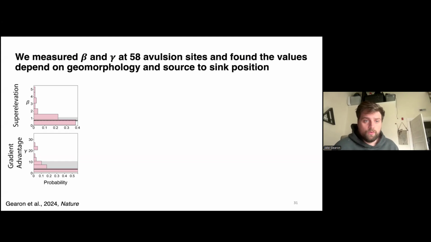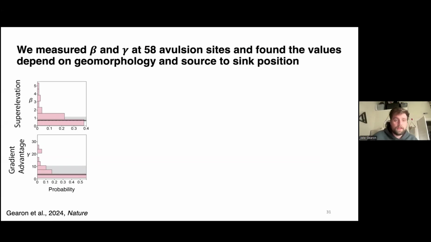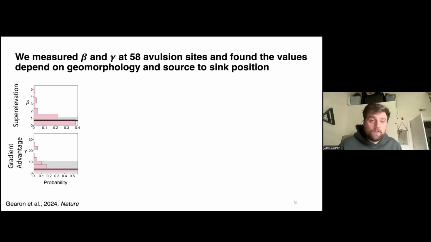And so I want to show you what the data looks like here. I'm showing you two histograms. On top is super elevation or beta. On bottom is gradient advantage or gamma. In both of these plots, pink represents our data. The black line represents the median of our data for super elevation or gradient advantage. And then in gray are the theoretical values, right? From literature, Rudy Slingerland's model that I told you about, other studies on super elevation. And so we hit in there pretty well.